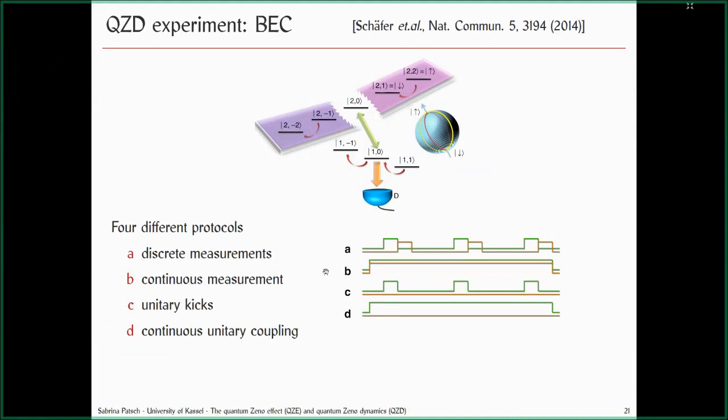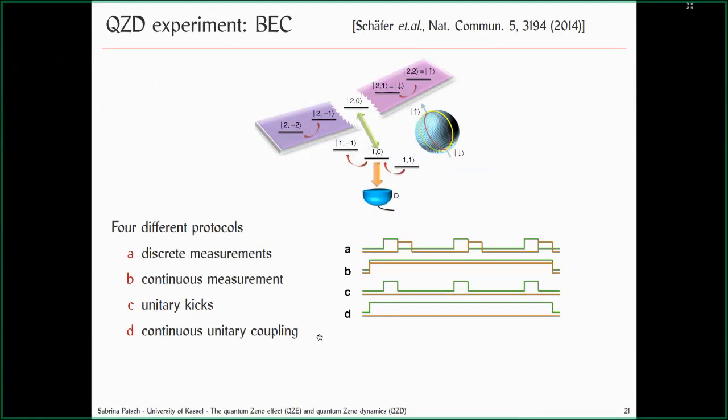Then we have the unitary kicks. That means we only have the green pulse, so we don't measure any photons here. We only have the coupling of the higher to the lower manifold using this green pulse. And again, we do this pulse repeatedly, so it's the unitary kicks, kicking the box. And then the last protocol is the continuous unitary coupling. We leave the green, coherent, unitary pulse on during the whole time, but we don't measure at any point. So these are the 4 different cases.